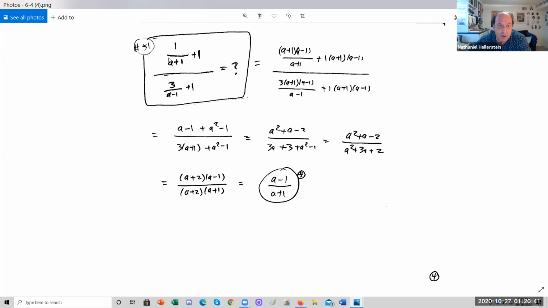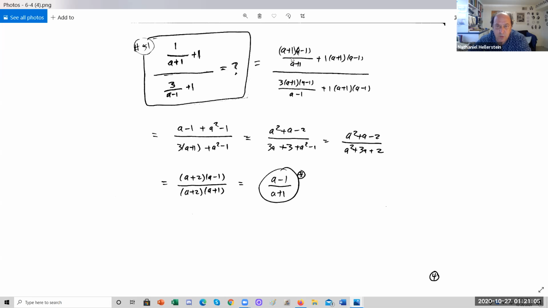Okay, the inner denominators are a plus 1 and a minus 1, so we'll multiply above and below by that. A plus 1, a minus 1 over a plus 1 here, plus 1 times a plus 1, a minus 1. This is 3 times a plus 1, a minus 1 over a plus 1, a minus 1, plus 1 times a plus 1, a minus 1.